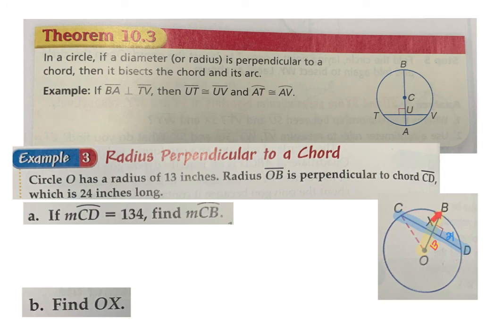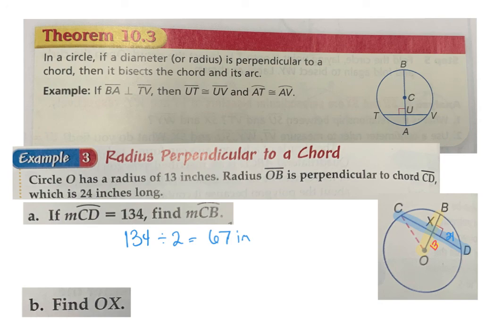Our theorem just said, if it's perpendicular, what does it do to the arc? It bisects. Cuts it in half. So that means if the entire arc is 134, C to B should be exactly half, which is 67. All right, 67 inches to be specific. All right, find OX.